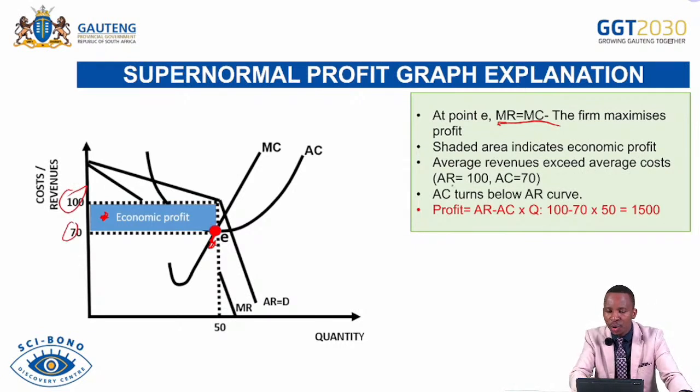So AR equals 100 and AC equals 70. So AC turns below the AR curve. So the average cost curve is turning below this AR curve. That means the firm is enjoying the supernormal profit.